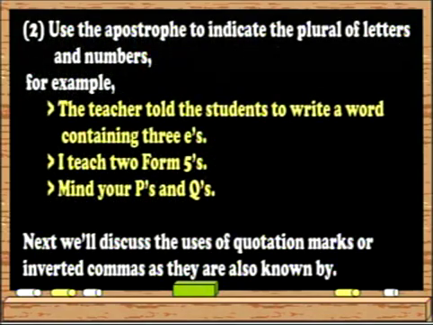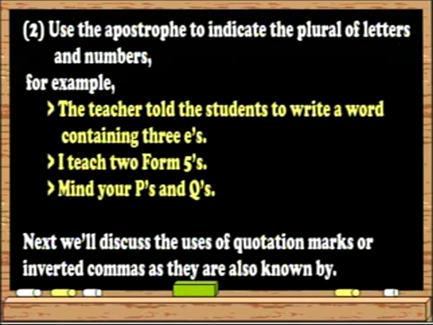Use the apostrophe to indicate the plural of letters and numbers. For example, the teacher told the students to write a word containing 3 E's. I teach 2 form 5's. Mind your P's and Q's.